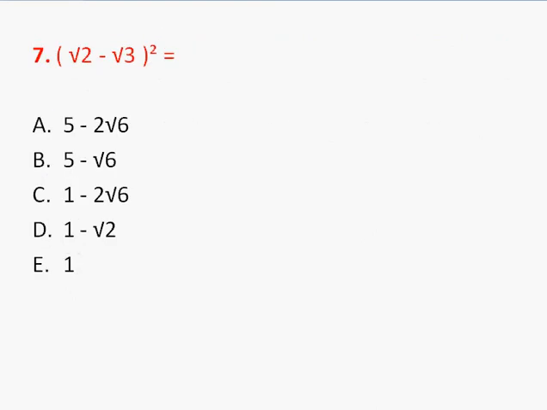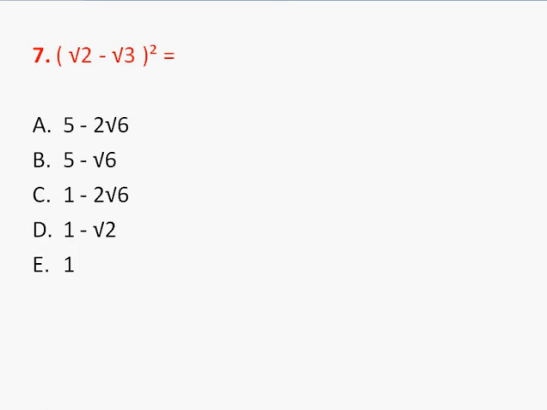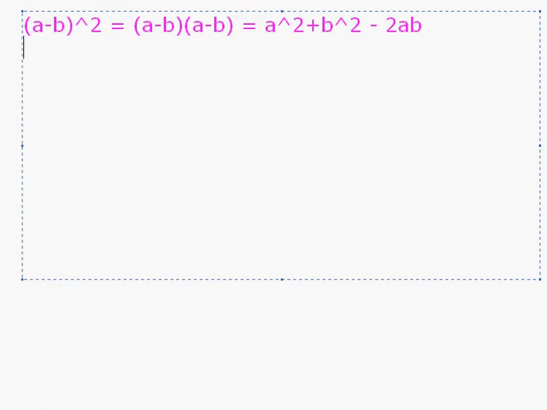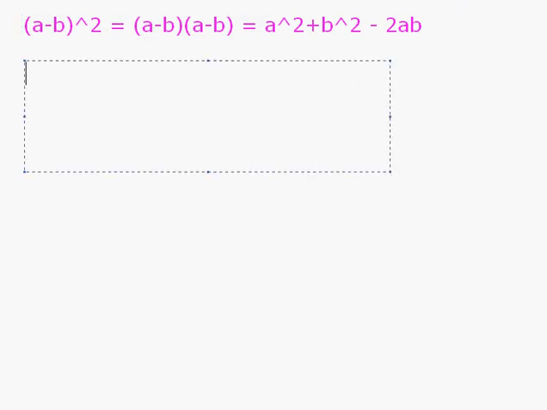In this question it is under root 2 minus root 3 whole square. So what is the formula to be used here? This question is a basic mathematics question. So the formula to be used here is (a minus b) raised to power 2 is equal to (a minus b) times (a minus b). Alright, so it will be a square plus b square minus 2ab. So what do we have? We have root 2 minus root 3 whole square. So the answer will be very simple here.